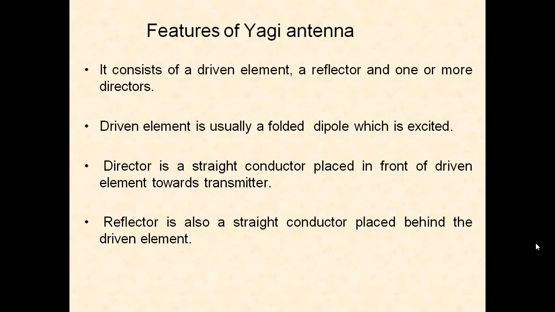The basic structure of the Yagi antenna consists of driven element, reflector, director, and other parasitic elements. Sometimes other parasitic elements are also called directors. So the driven element is usually a folded dipole which is excited. Director is a straight conductor placed in front of the driven element towards the transmitter. Reflector is also a straight conductor placed behind the driven element.